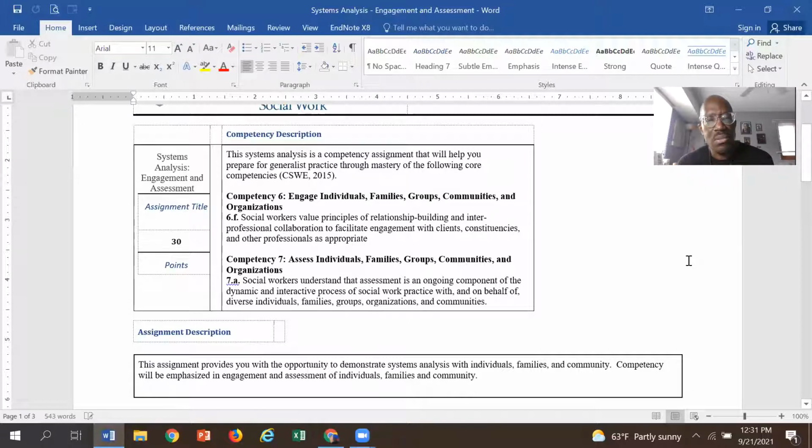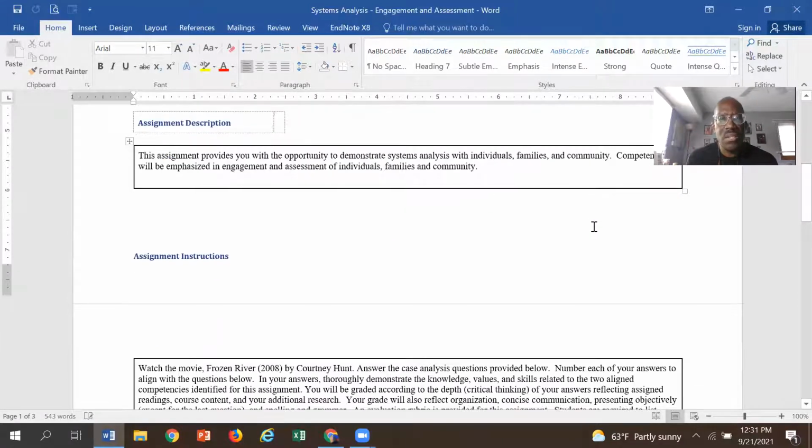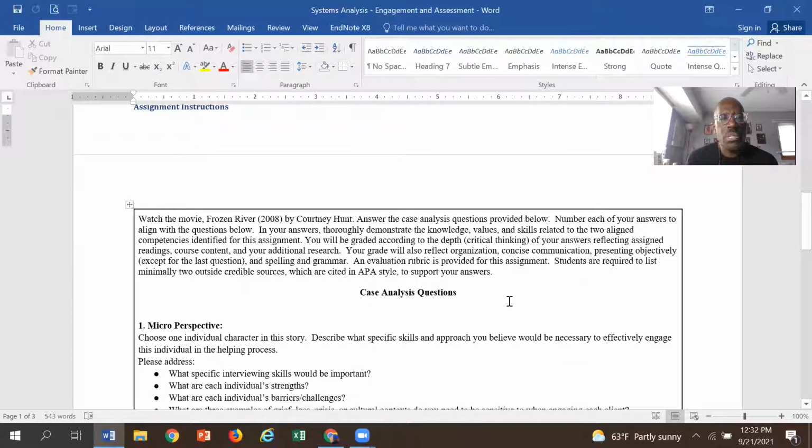It's a 30-page, 30-point assignment. APA, probably 6 to 7 pages, not including your title page. I just want to throw that piece in there. So what you will need to do this particular assignment is this. Under your course resources, there is a link to the movie Frozen River that was done back in 2008.